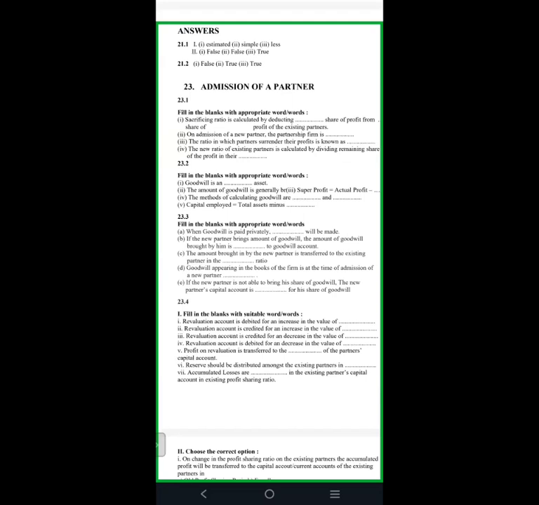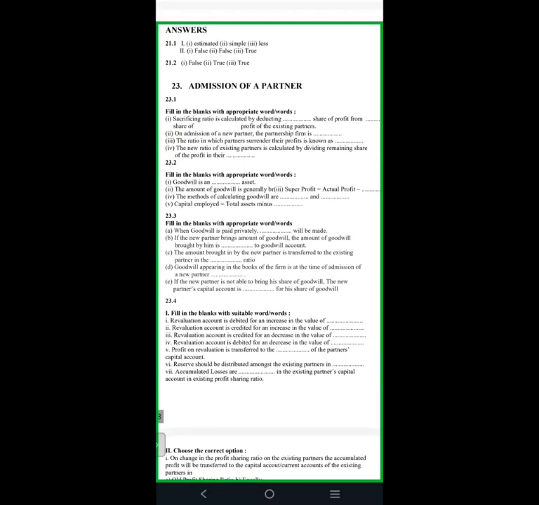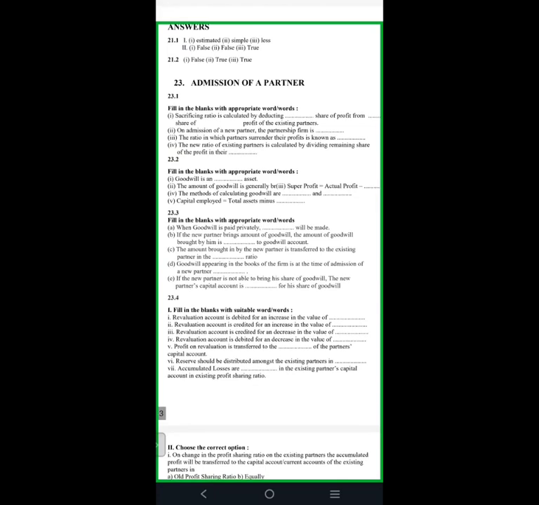On admission of a new partner, the partnership firm is reconstituted. The ratio in which partners surrender the profit is known as sacrificing ratio. The new ratio of existing partners is calculated by dividing the remaining share of the profit in their existing ratio.